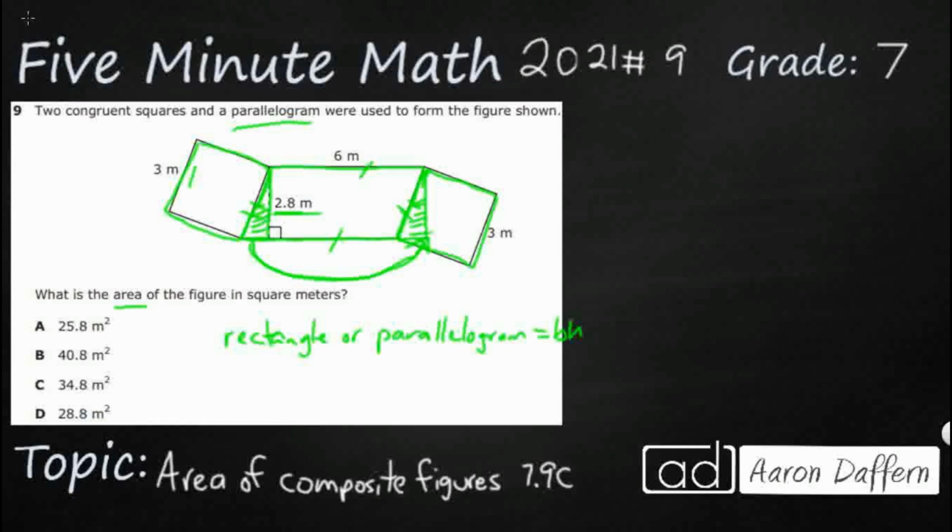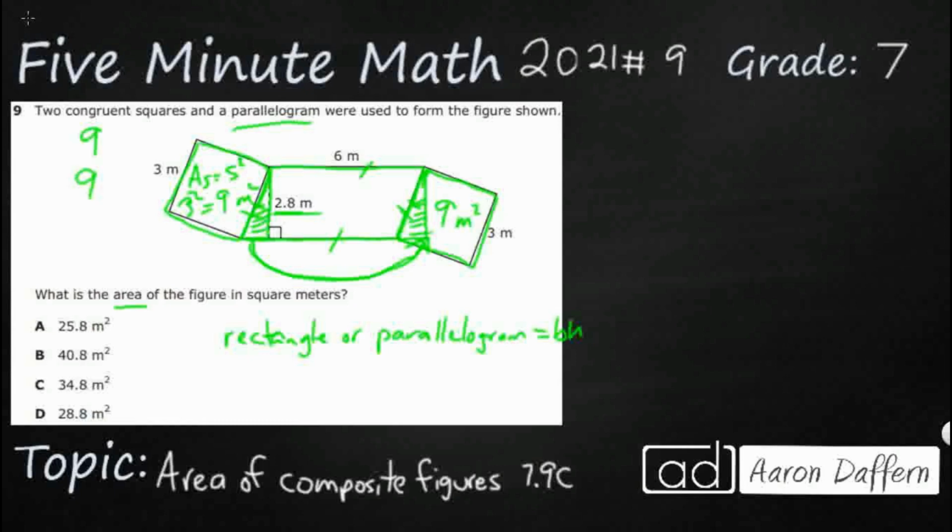Remember, the area of a square equals the side length times itself. So that's 3 squared. So that just simply means 9 square meters. That's 9 square meters. This is 9 square meters. So we know we're going to have to add all of these up. 9, 9, so that's 18.